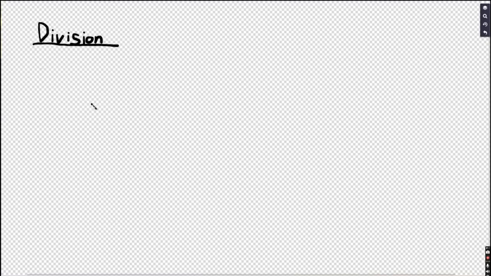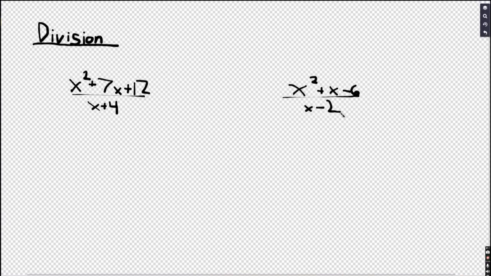Now, let's get into the more complex stuff. So let's divide x squared plus 7x plus 12 divided by x plus 4. And then let's also do x squared plus x minus 6 divided by x minus 2. So this is where you actually have to factor. You can't just easily divide this by x plus 4.